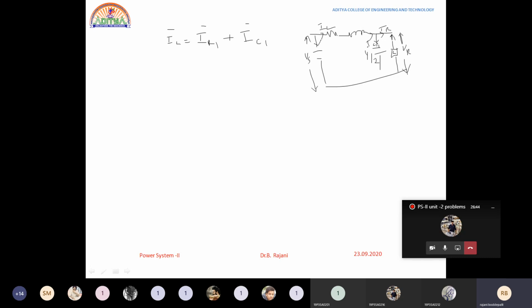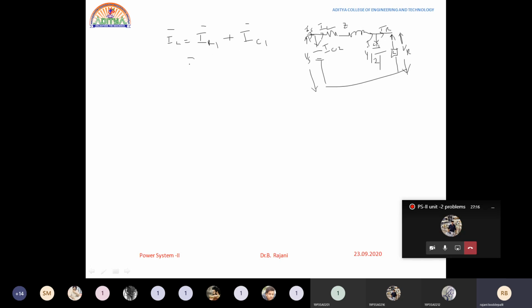This is IC2, the current made to flow. This is IS, the sending end current. Sending end side we are having a current of IS. Now this is the capacitance we are having, and the voltage VS is applied. This is how the figure is, and this is Z, the total R plus JXL. From this, what is IL? IL is equal to IC1 plus IR. That's what I have written over here.